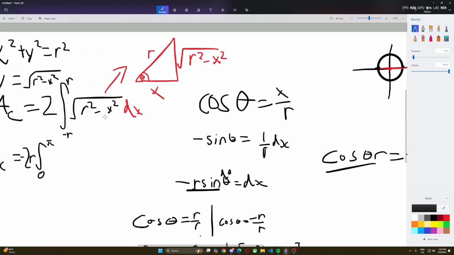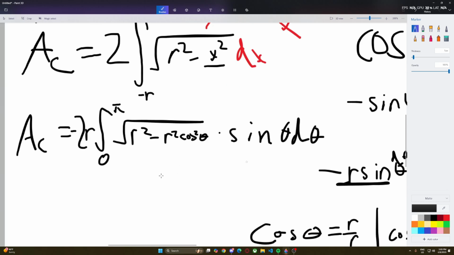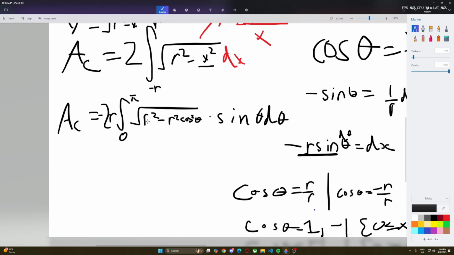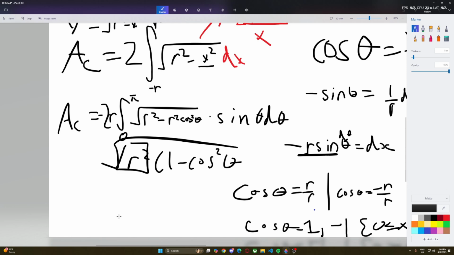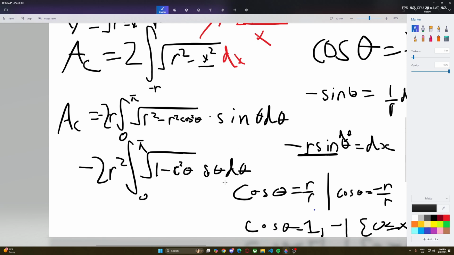So substitute cosine theta r for x squared, and we get r squared minus r squared cosine theta squared times sine theta d theta. And then if you factor out the r squared, so that r squared 1 minus cosine theta squared, and square rooted, you can take out the r right here, and then you can put it outside because r is just a constant, so you have negative 2 r squared after that. So let me just write that. Negative 2 r squared from pi to 0, and square root 1 minus cosine squared, not writing the whole thing, times sine theta d theta, and hold on.